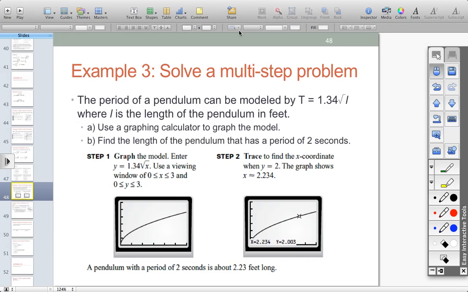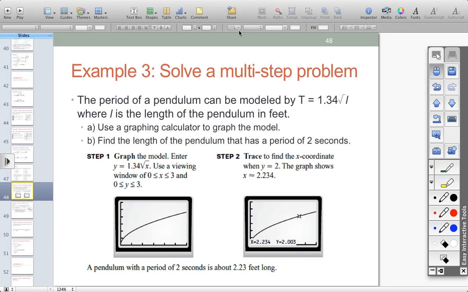All right, let us continue with lesson 3.5 on graphing square root and cube root functions. And now we're going to take a look at a word problem. It tells us that the period of a pendulum can be modeled by T equals 1.34 times the square root of L, where L is the length of the pendulum in feet.